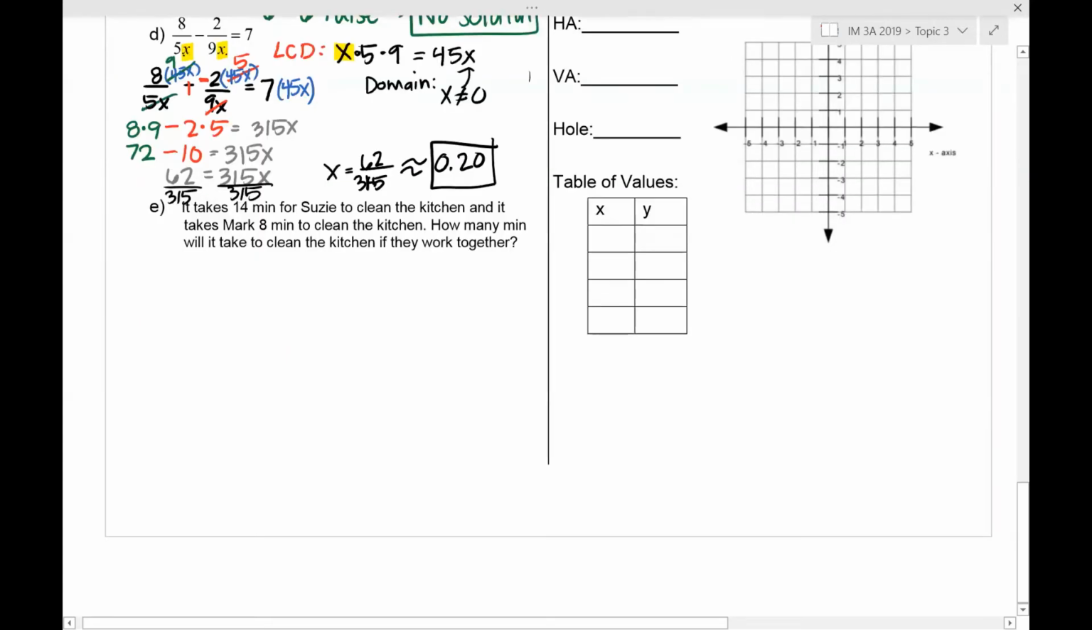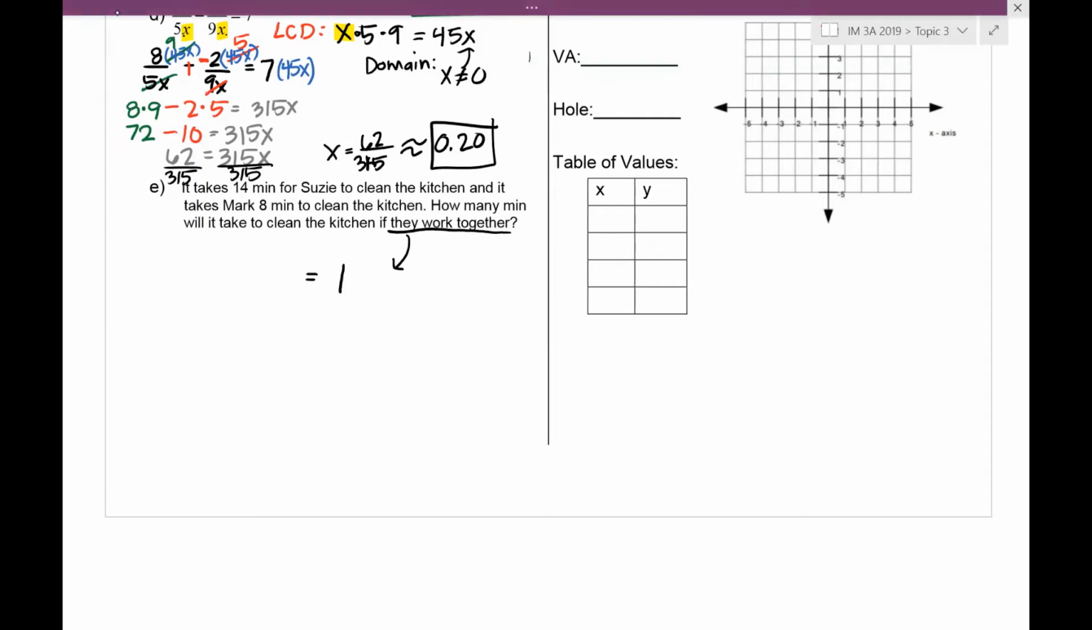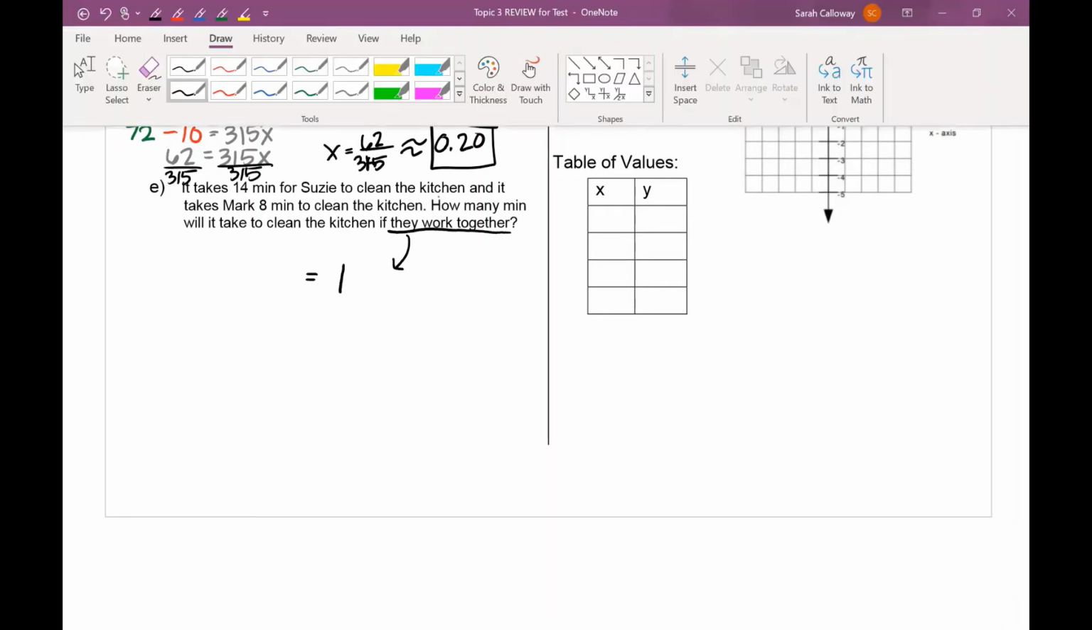Part E, we have a word problem, so we have to create our equation ourselves. This is a work problem where it's asking if they work together. When we see that, that means we're going to set it equal to 1 because the job is 100% done. And we're going to write a fraction to represent each person. So it takes 14 minutes for Susie to clean the kitchen.